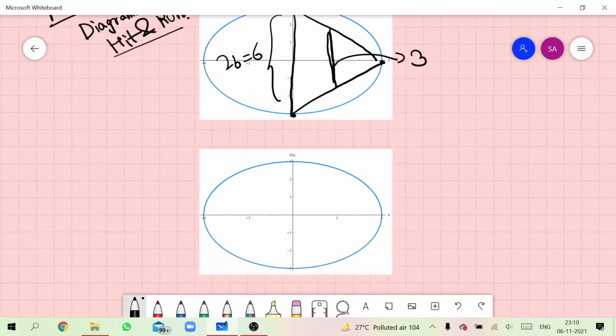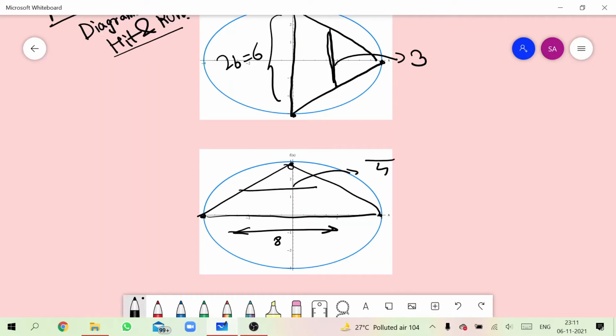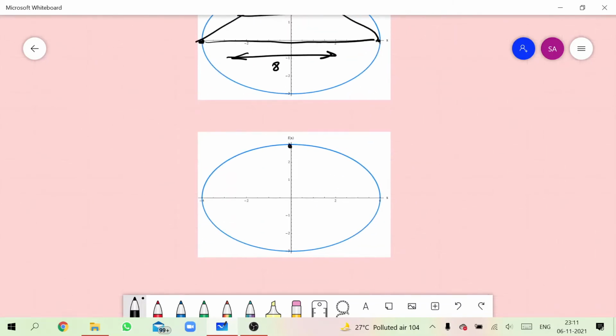The second hit and trial would be to take 2 points here. You can see if this is 8, then this would be 4. Hence we have a bigger answer than this 3. So we can simply cancel this answer out, and for now this is our biggest answer. The third hit and trial would be to take this point here.